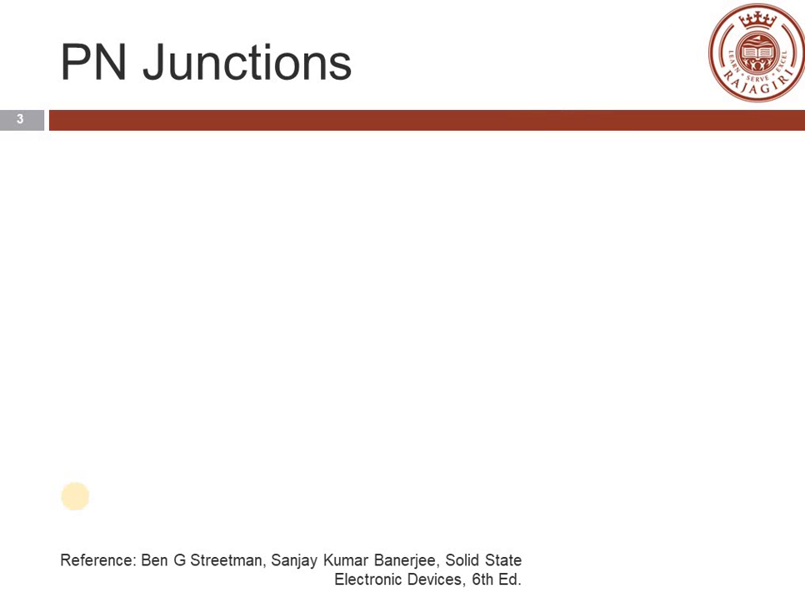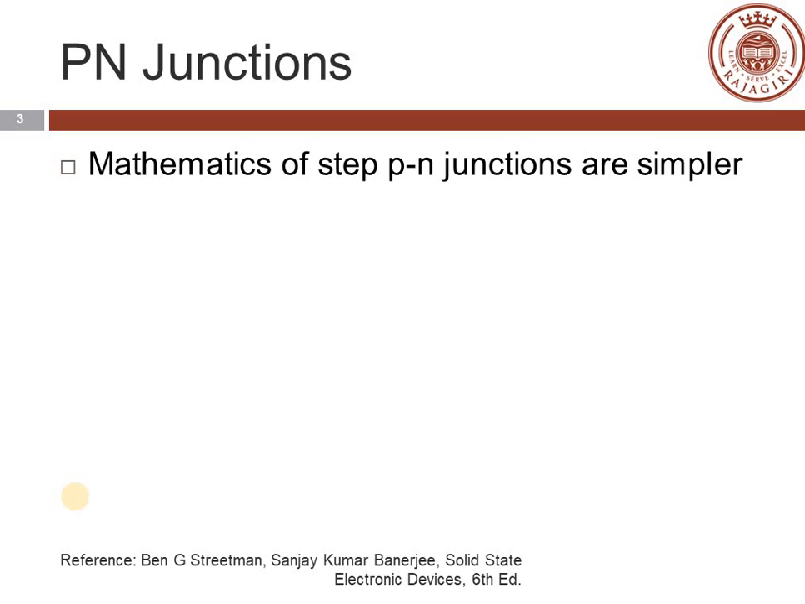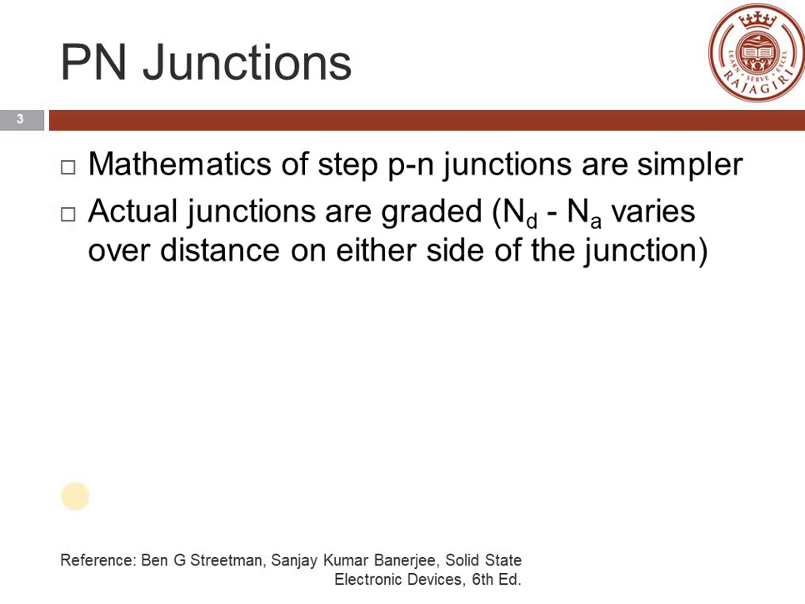Coming to PN junctions, the mathematics of step PN junctions is simpler. So in this particular area, we will be focusing on step PN junctions because its mathematics is simpler. Actual junctions are graded junctions, meaning ND minus NA will vary over the distance on either side of the junction. But if it is a step PN junction, this ND minus NA is the same throughout the junction.